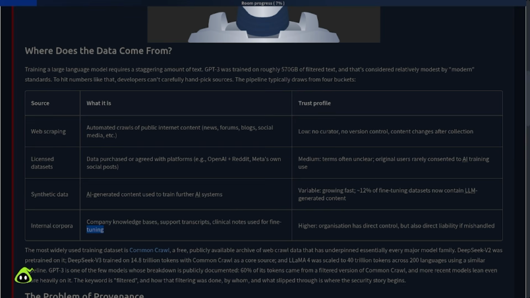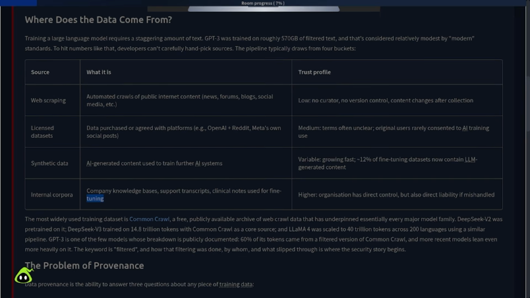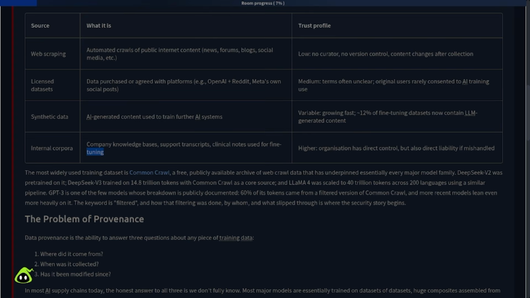The trust profile over here is higher, since we are feeding what the company wants the LLM to do, and it generally doesn't contain sensitive information. Why would the company feed such sensitive data into the LLM, and sensitive credentials aren't there in plain text that could be fed.